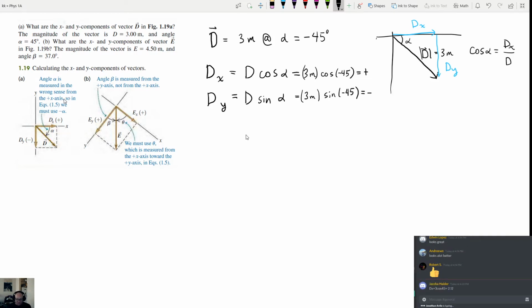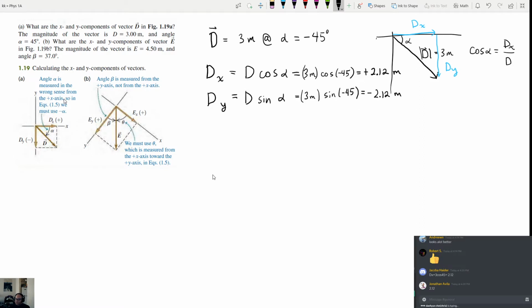So we've got 3. If you get an answer, 2.12, thank you. That's the answer. And both are going to be the same, right? The top one is going to be positive 2.12. And of course, it has a unit of meters. And the bottom one is going to be 2.12.